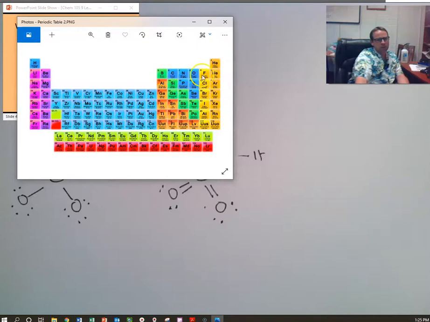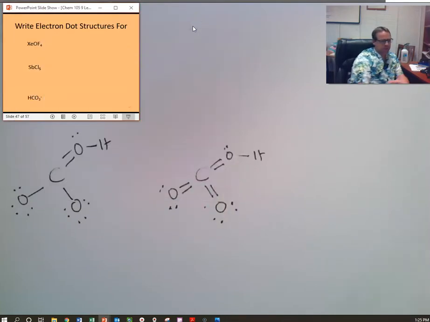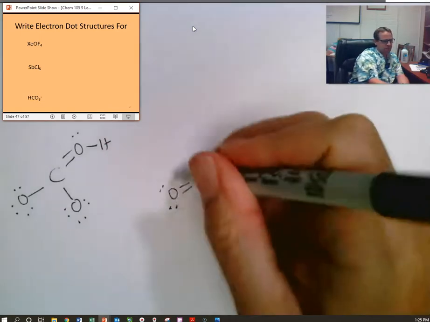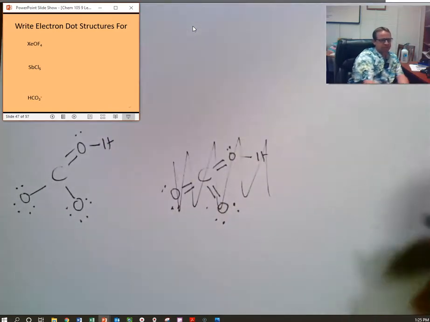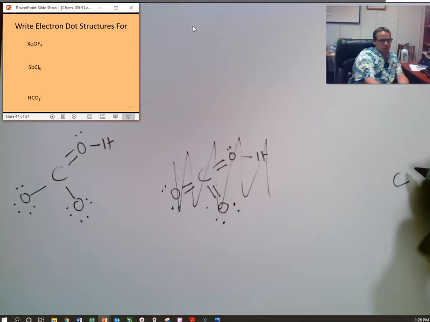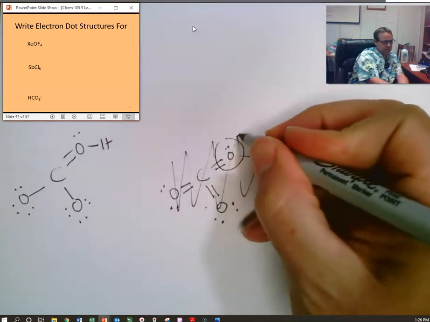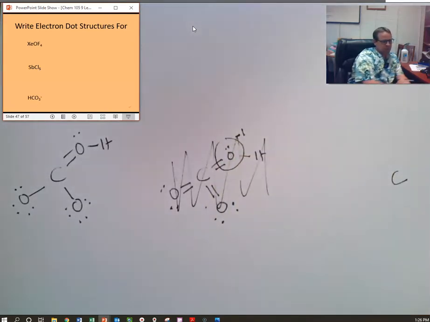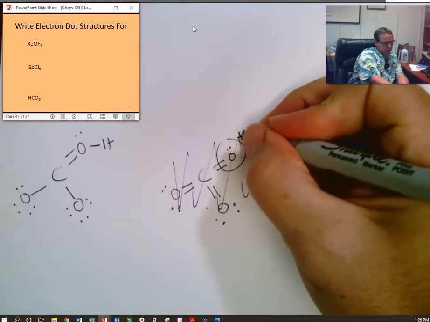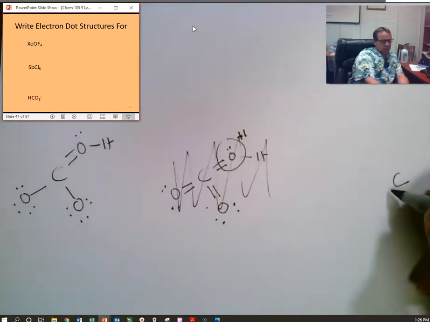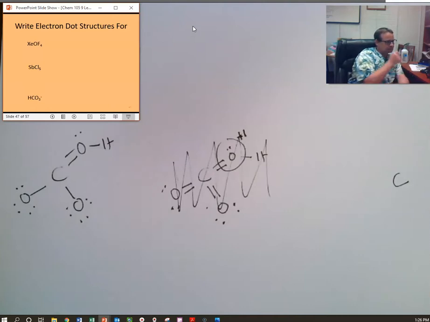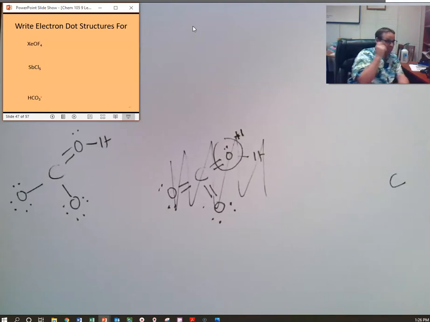Yeah, it's only in the second row. It's not lower than that. So it needs to be in the third or lower to be able to have an expanded octet. So that's not going to work out for us. Also, we still had our plus 1 formal charge there. So let's see. Catherine, can you think of something else we can do?